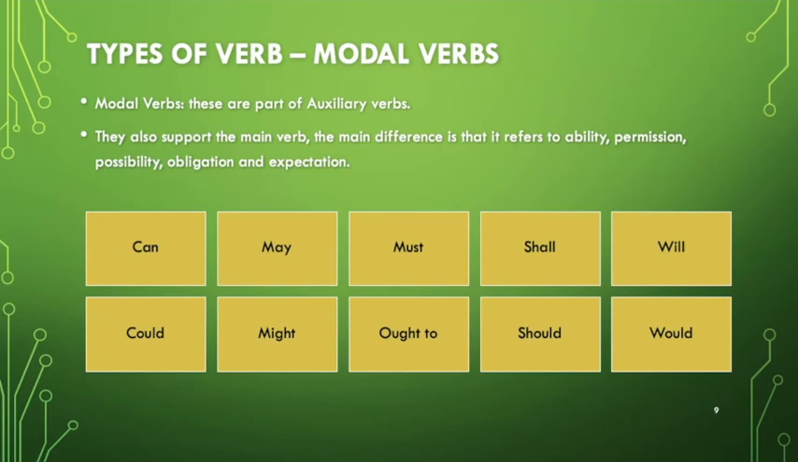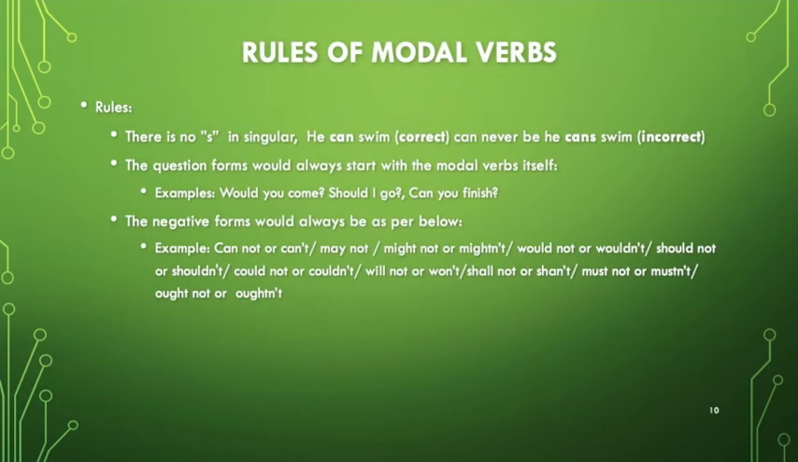Now let's talk about modal verbs. Modal verbs are part of auxiliary verbs. They also support the main verb. The main difference is that they refer to ability, permission, possibility, obligation and expectation. So can, could, may, might, must, ought to, shall, should, will, would. These are the examples of modal verbs.